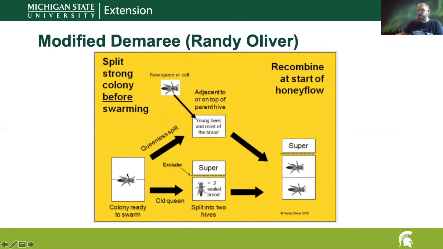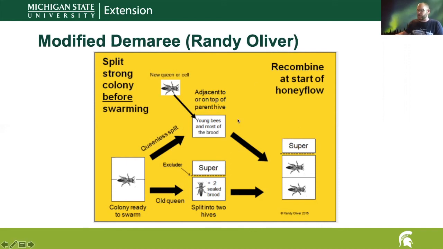So what we're doing here, and let me grab my cursor. We have a colony that's ready to swarm, just like in the picture. You've got all these queen cells on the bottom of these frames. What you do is you do a split. So you essentially have the 2 sealed brood frames, just like in the regular Demaree, in the bottom chamber with the old queen. You add a queen excluder, you put some supers on top, and then you take all of those young bees and that brood, and you can either 1, put them in an adjacent hive, or 2, you can just put it on top of the parent hive, just like the regular Demaree method.